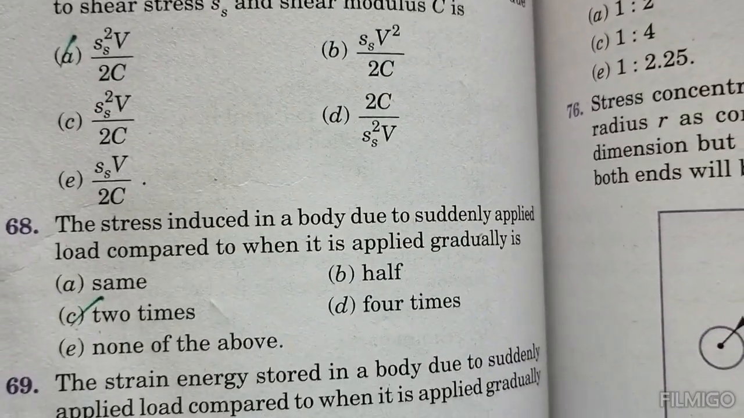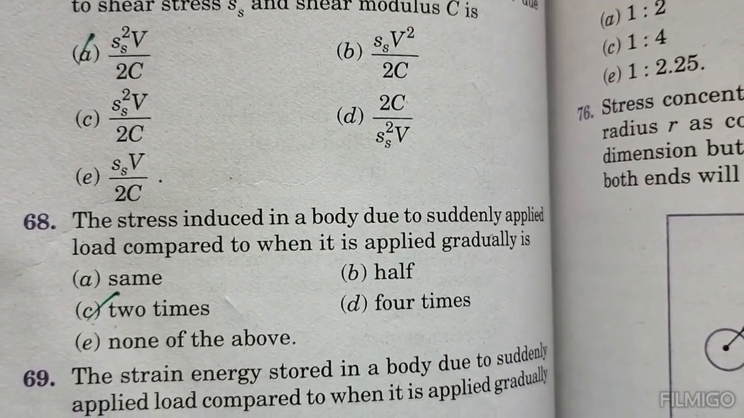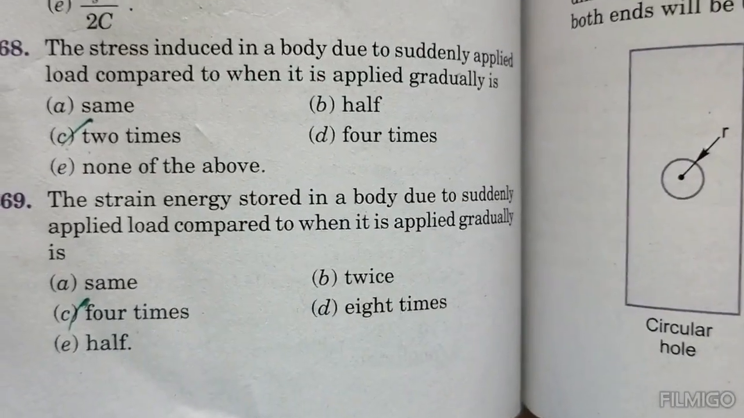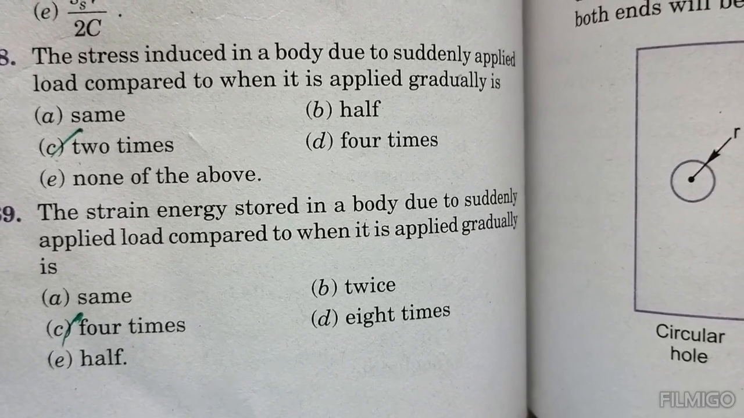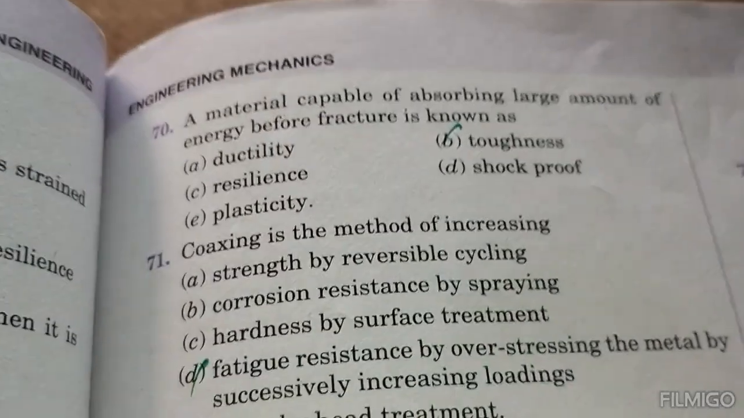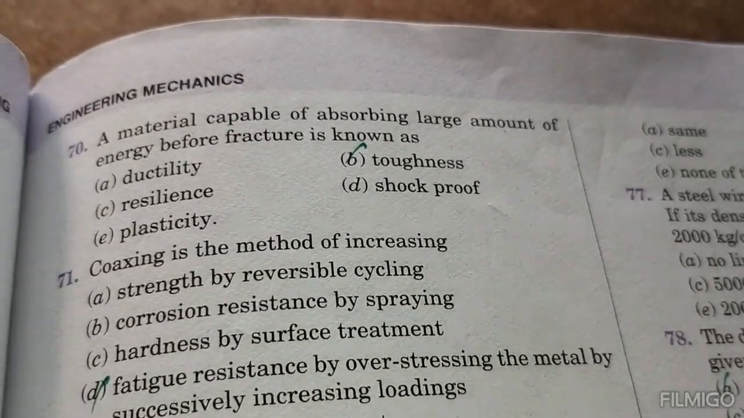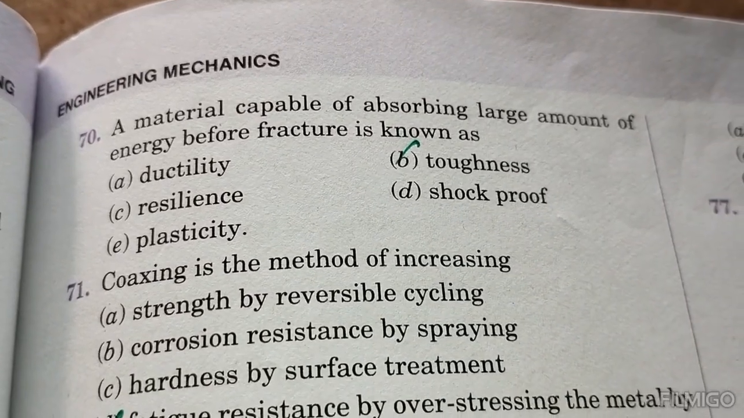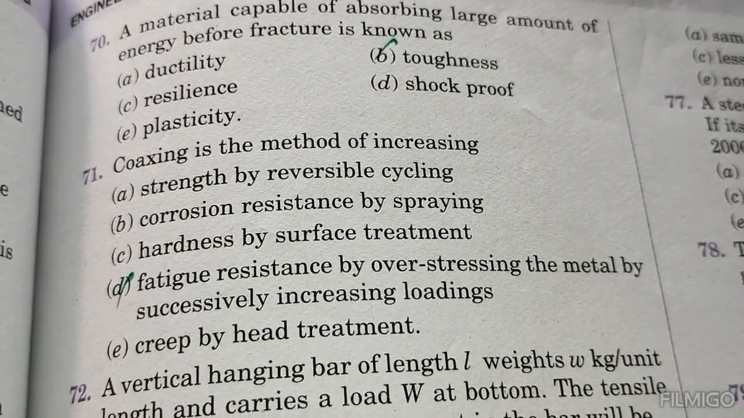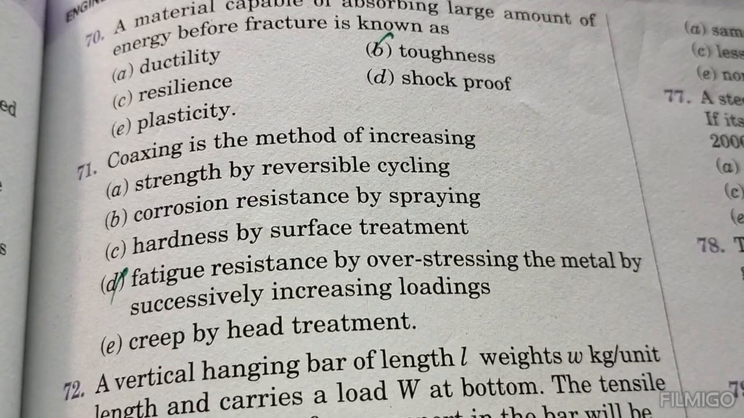The stress induced in a body due to suddenly applied load, compared to when it is applied gradually, is 2 times. The strain energy stored in a body due to suddenly applied load, compared to when it is applied gradually, is 4 times. A material capable of absorbing a large amount of energy before fracture is known as toughness. Coaxing is the method of increasing fatigue resistance by overstressing the metal by successively increasing loading.